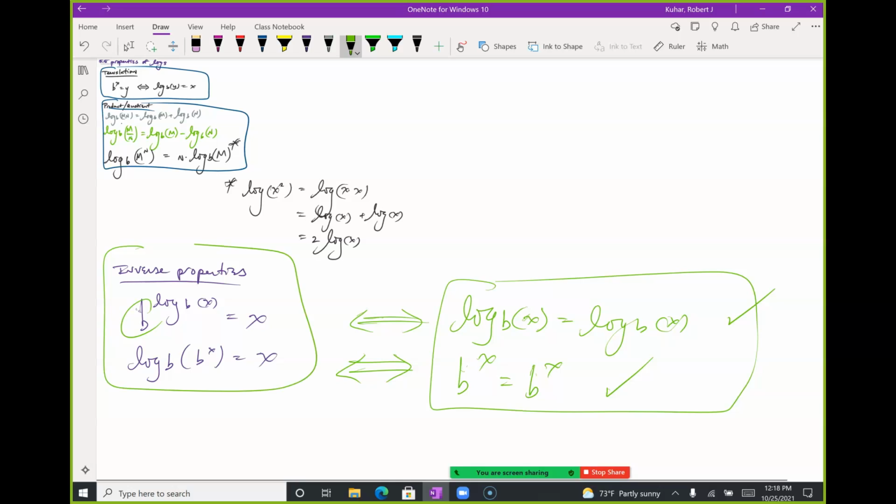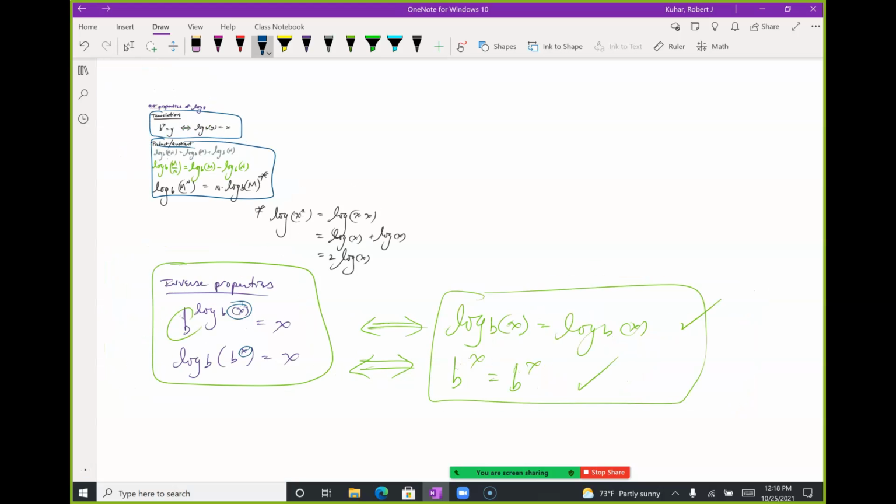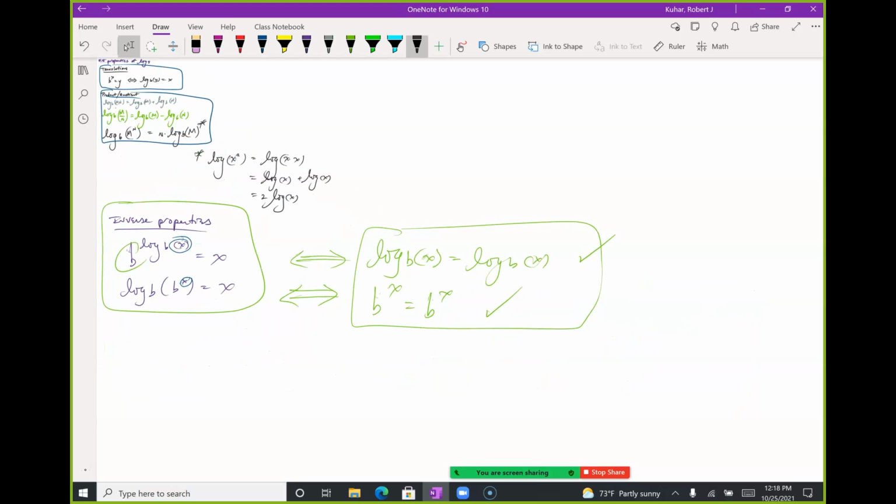These are my properties. Look at where my x's are. My x is in an exponent, or my x is locked inside of a log function. To get it out, I need to use the inverse. Here, my x is an exponent. To get it down as a coefficient, I need to use the inverse properties, right? And we'll use those quite a bit today.